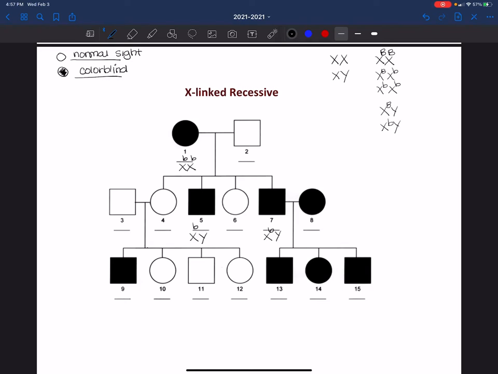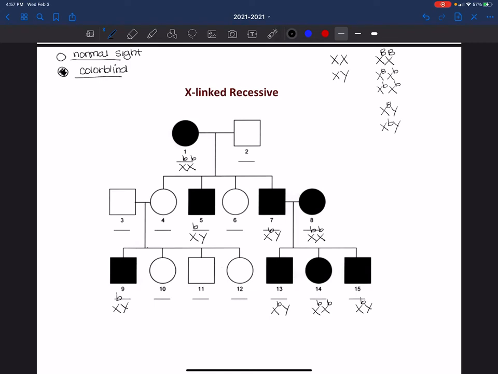Number 8 is a circle, so that's going to be a female. She's colorblind, so she's going to have 2 little b's. Person 9, a boy, colorblind. 13, a boy, colorblind. 14, a girl who's colorblind. And 15, a boy who's colorblind.